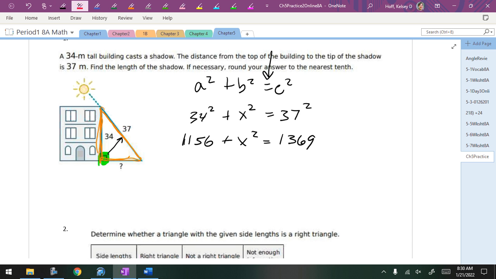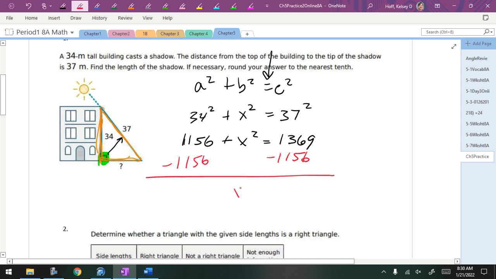Okay, now what do I do? Subtract what? 1,156. Shouldn't be a negative. 213. Anybody else get 213? Yes? And my next step. The check mark, right? The square root. This is where you want to round to the nearest tenth.